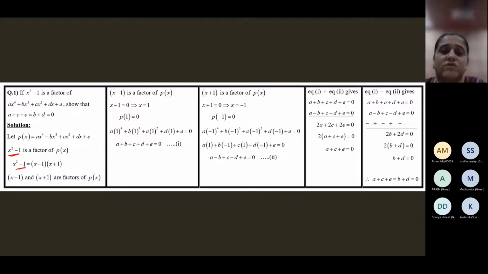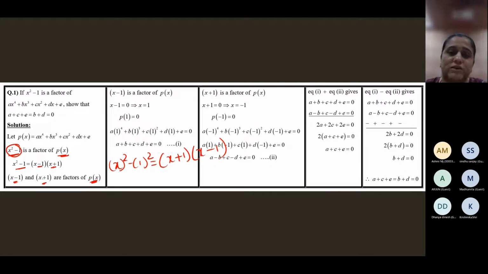So x square minus 1 is of the form a square minus b square, so its factors are a plus b and a minus b. x square minus 1 is like x the whole square minus 1 the whole square, which can be factorized as x plus 1 into x minus 1. So x minus 1 and x plus 1 are the two linear factors of x square minus 1. So they also will be factors of P of x.